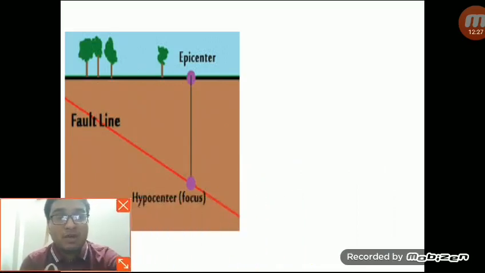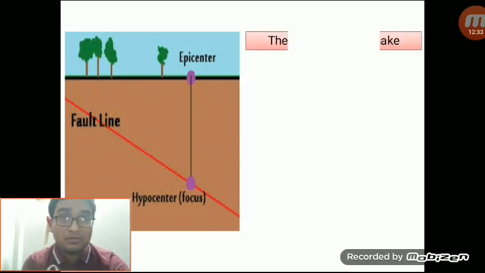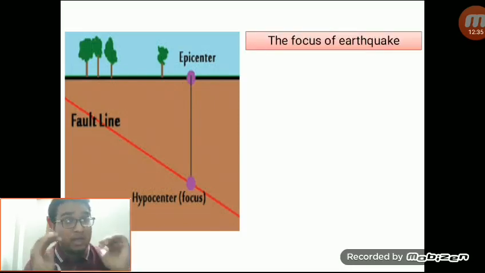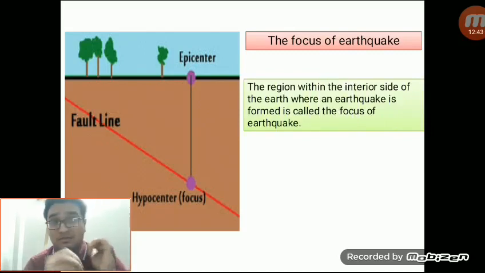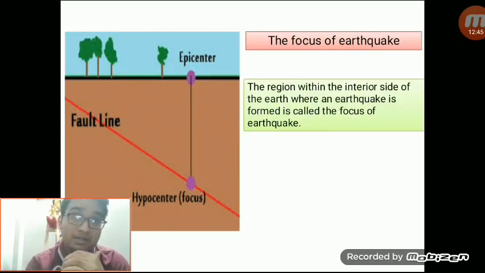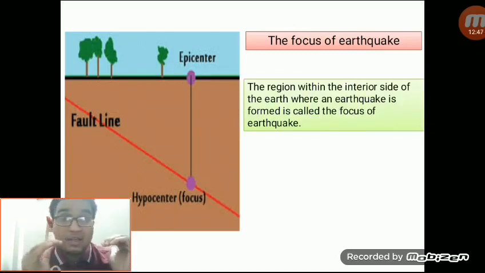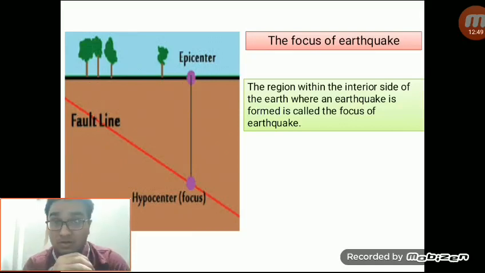So dear students, now I am going to discuss the focus of the earthquake and the epicenter of the earthquake. First of all, the focus of the earthquake. Where the earthquake happens under the earth's surface is called the focus of the earthquake. This is the definition. The region within the interior of the earth where an earthquake is formed is called the focus of the earthquake.